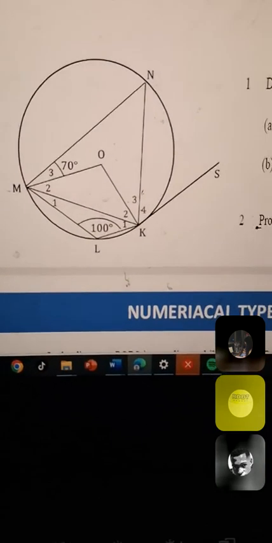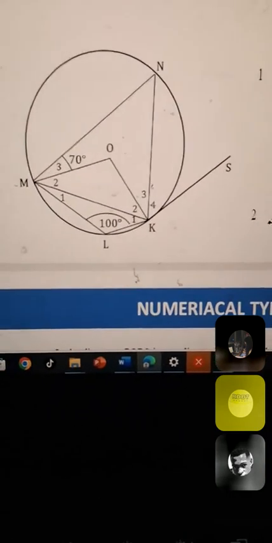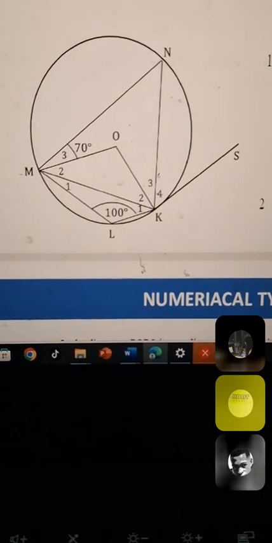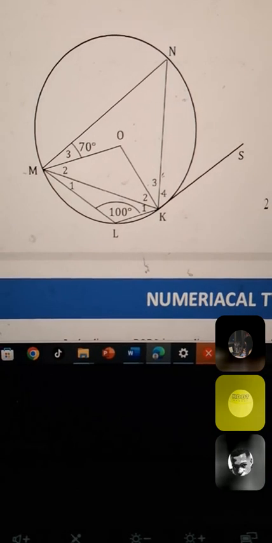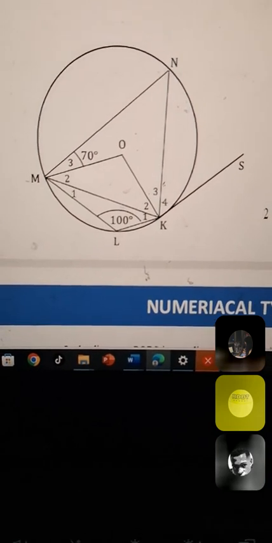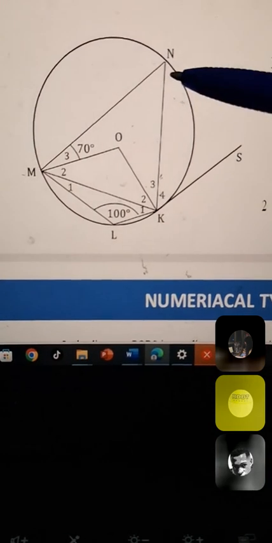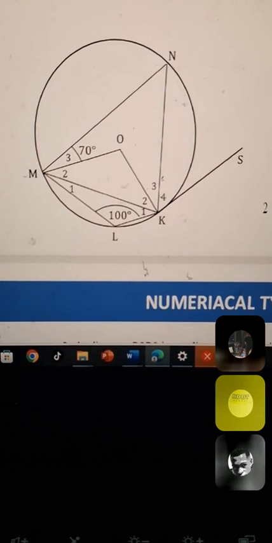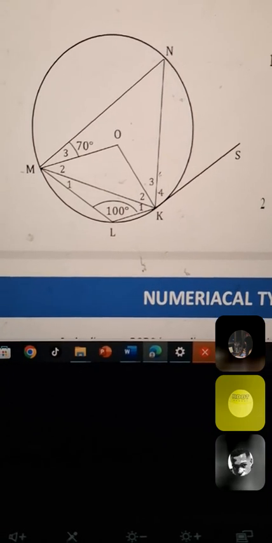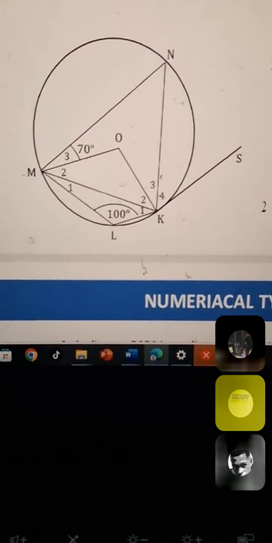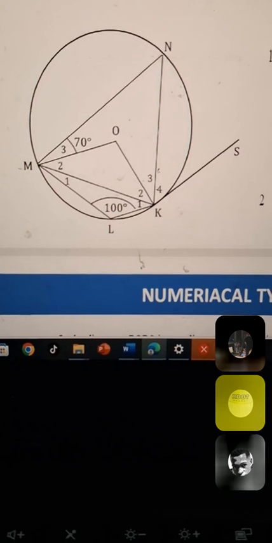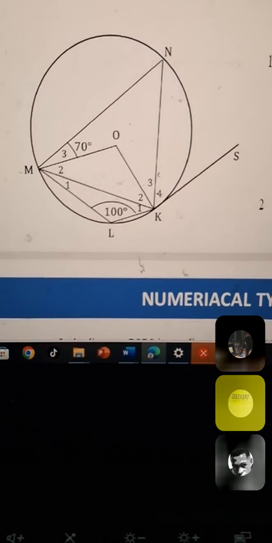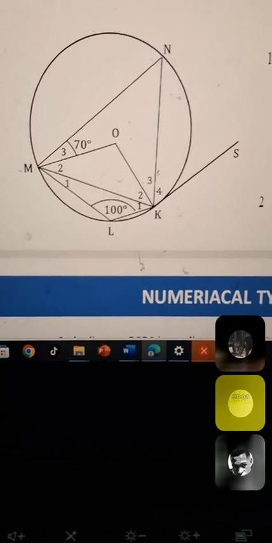Okay, let's give you a chance. You said you want to find what angle? Angle N is equal to 80. Why? Opposite angles of a cyclic quad are supplementary. Okay, but when you write down the reason, if I may ask, what do you write down?